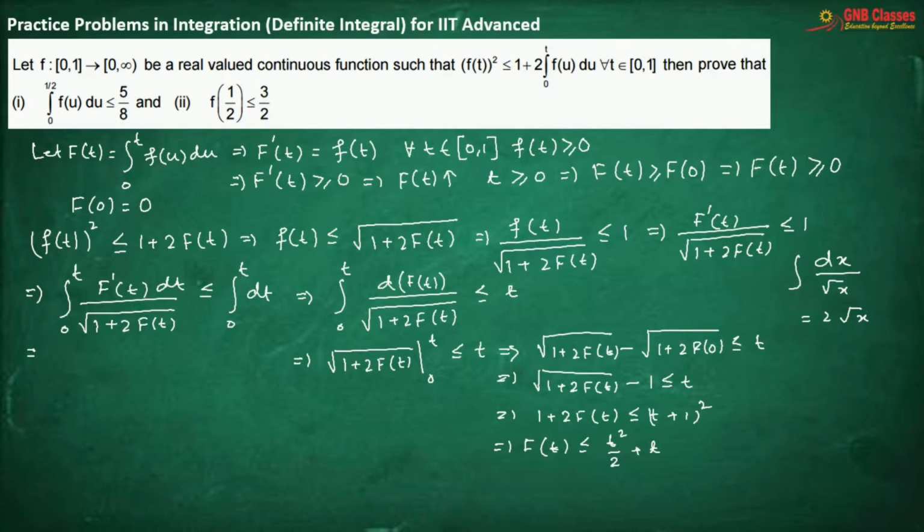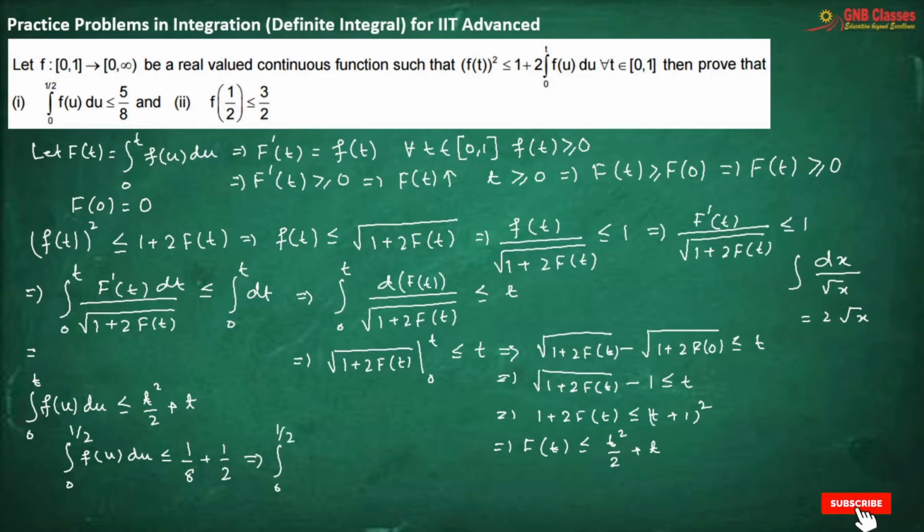So we can write, now in place of t I am putting half. We are getting, so that implies, okay, so the first part is proved. Okay, now let me rub the upper portion.